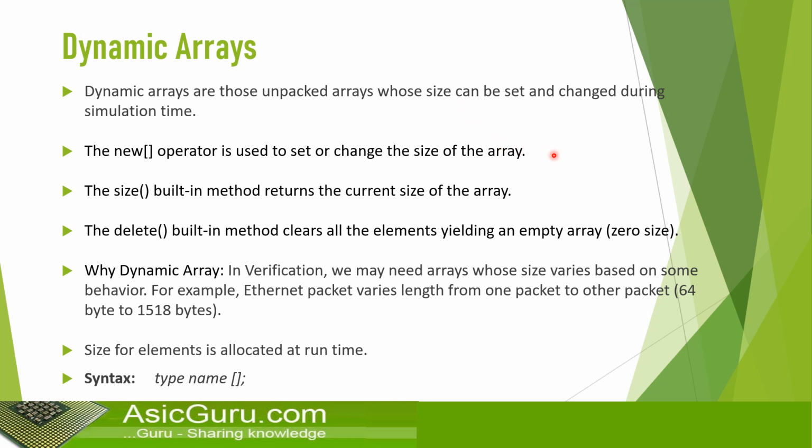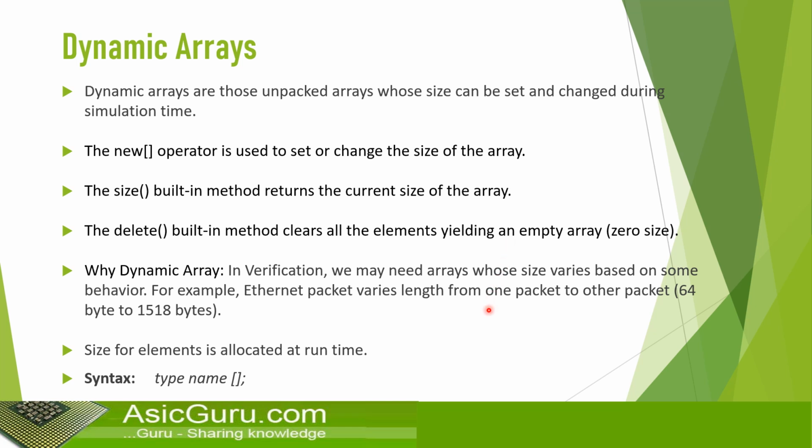Firstly, the new operator is used to set or change the array size. This allows us to allocate memory dynamically, which is perfect when the size is not known at compile time. Secondly, the size built-in method returns the current number of elements. This is very useful for array tracking. Next, the delete method clears all the elements, reducing the array to zero size, an empty array, which is useful for resetting or reusing the array.